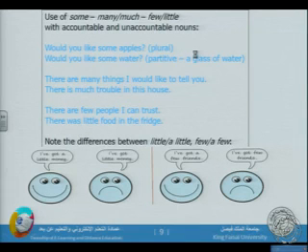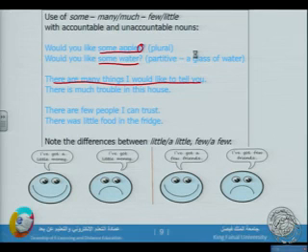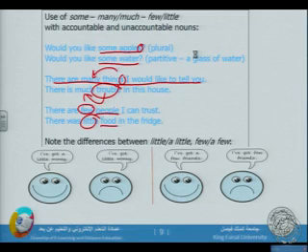Use of some, many, much, few, little with countable and uncountable nouns. Notice here: Would you like some apples? Would you like some water? Notice here, uncountable. There are many things I would like to tell. There is much trouble in this house. Trouble is uncountable, so it took much. There are few people I can trust. Few and people. There was little food.